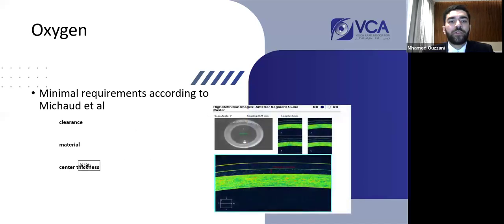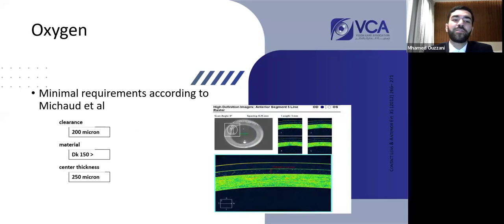There are minimal requirements according to this study. So we need a minimum of 200 microns of central clearance, and preferably we use a material that has a Dk superior to 150, and the central thickness of the lens must be not higher than 250 microns.